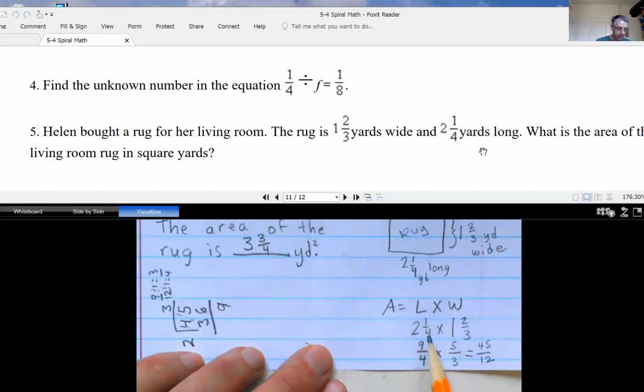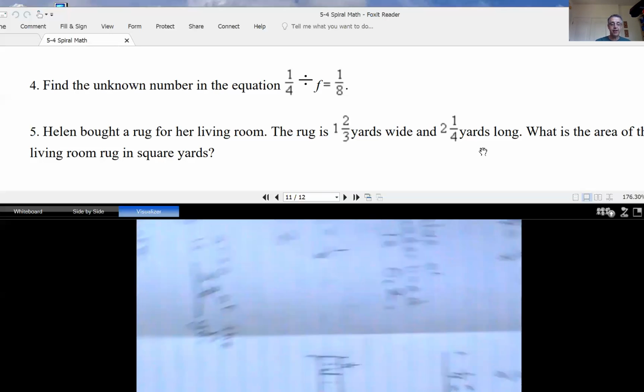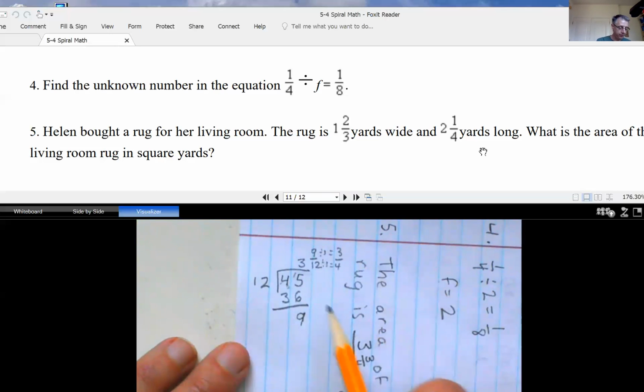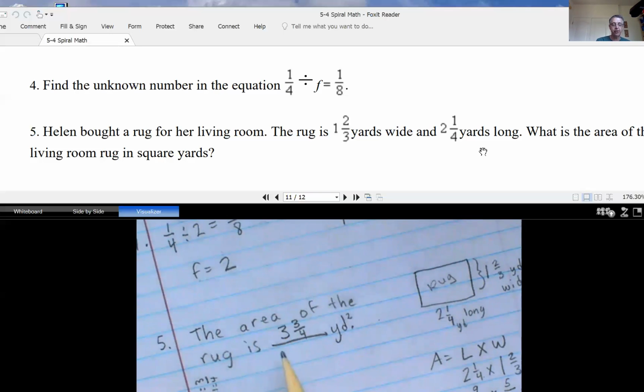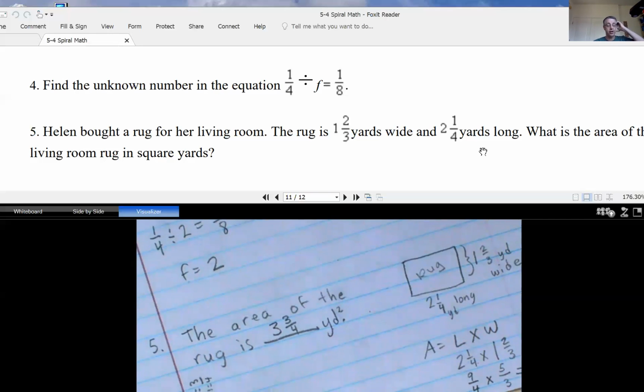I converted those into improper fractions. I got 9/4 multiplied by 5/3. When I multiplied across, I got 45 over 12. When I divided, I took 45 and multiplied 12 times 3, got 36, got 9 as a remainder. That gave me first 3 9/12, but I realized that 9/12 could be simplified down to 3/4. Then I was able to figure out that the area of my rug was 3 3/4 yards squared. And make sure you have that little exponent to show that this is square yards for area.